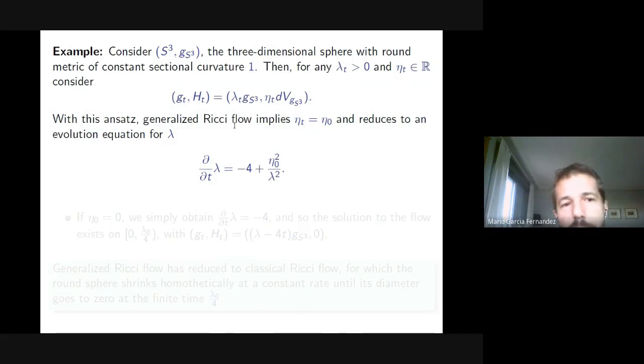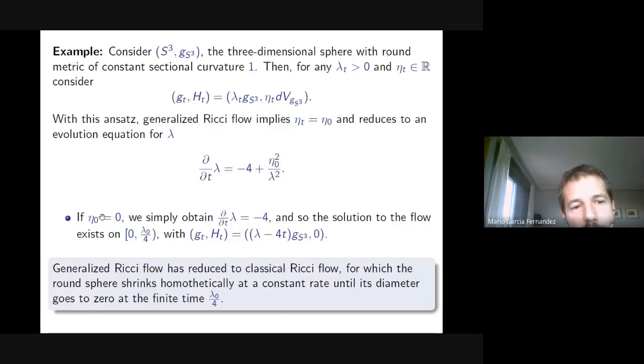With this ansatz, generalized Ricci flow implies that eta_t equals eta_0, so eta_t is constant. This is a manifestation of the fact that the cohomology class of the three-form does not change in time under generalized Ricci flow. The flow then reduces to an evolution equation for lambda, which reads like this. We have essentially two cases. One case is when eta_0 equals 0. This corresponds to no volume form, so no three-form. Therefore, we are in the case of Ricci flow.